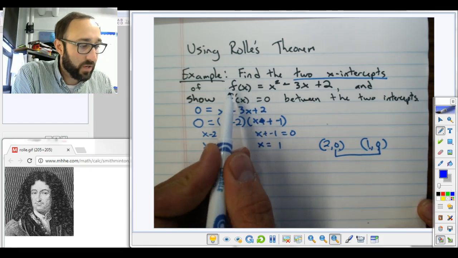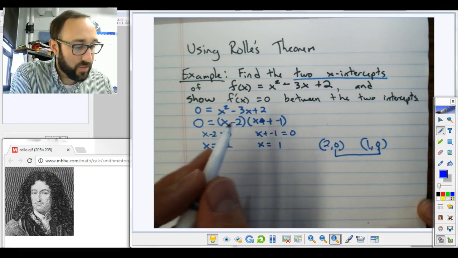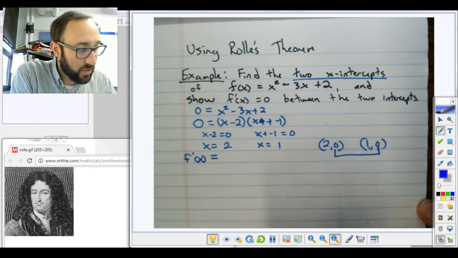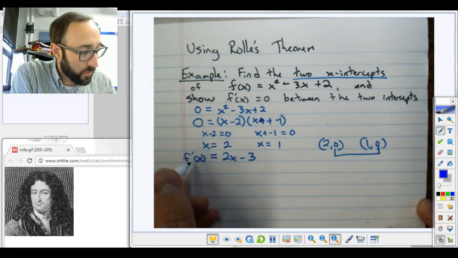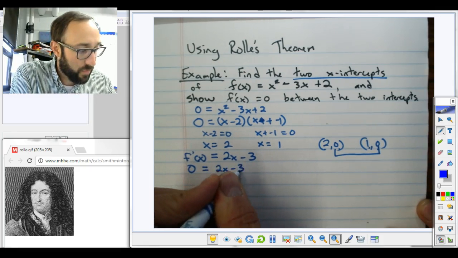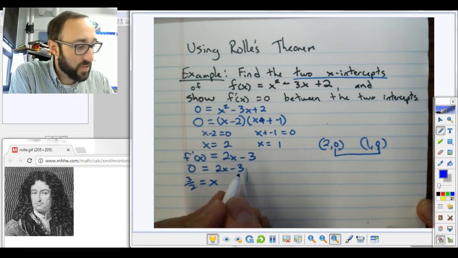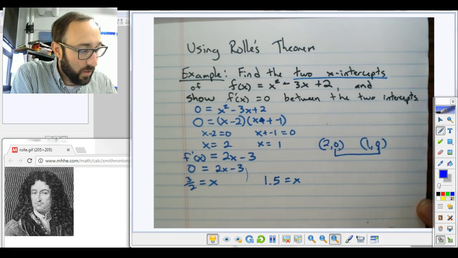So what is the derivative of f(x)? We find the derivative and set it equal to 0. f'(x) is going to equal 2x minus 3. If we set that equal to 0, we have 2x minus 3 equals 0. Add 3 to both sides, divide by 2, and you get x equals 3 halves. And I know all of you know that 3 halves is the same as 1.5.